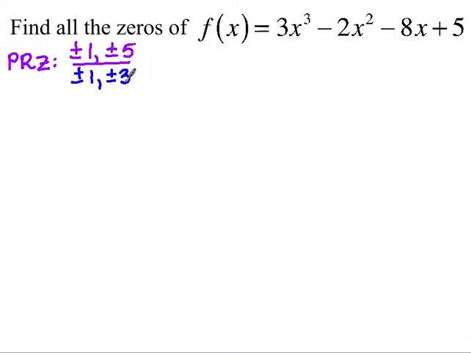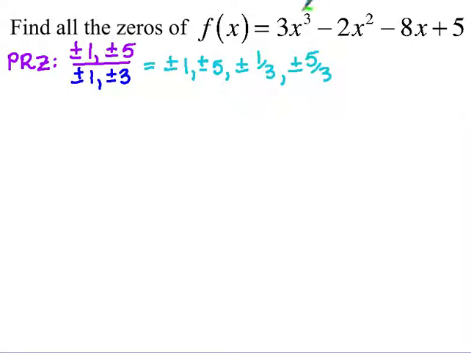So my possible rational zeros will be 1 and 5. And then what else did you say? 1/3 and 5/3. So I have a total of 8 possible zeros. I need to find all the zeros.